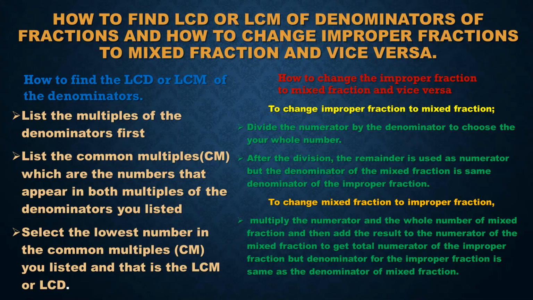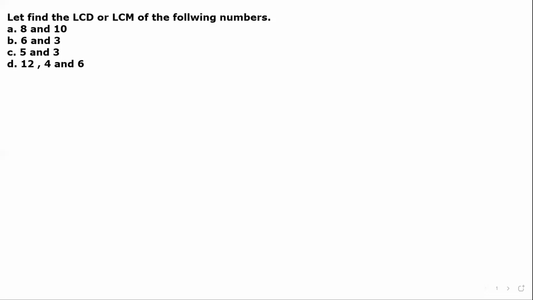Let's try more examples. Let's find the LCD or the LCM of the following numbers. Let's assume that 8 and 10 are denominators here and you want to find the LCM of them. The 8 and 10, that's A. Let me write the solution for all.